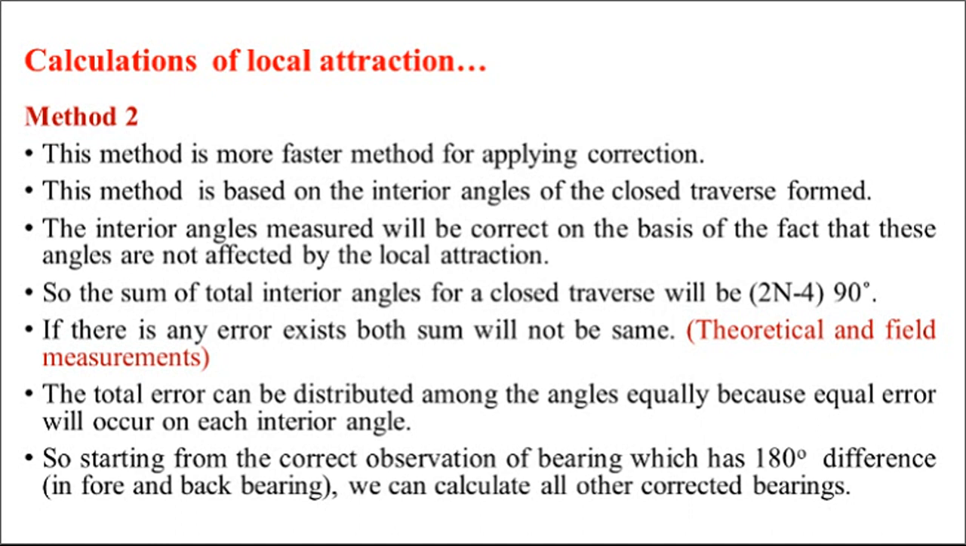Suppose the error is 20 minutes and the figure is a triangle. So whatever this 20 is, 20 divided by 3 will be the error at each of these angles. So equally distributed. The total error can be distributed among the angles equally because equal error will occur on each interior angle. So starting from the correct observations, or the bearing or line which is free from local attraction, we can calculate all other corrected bearings for the remaining lines.